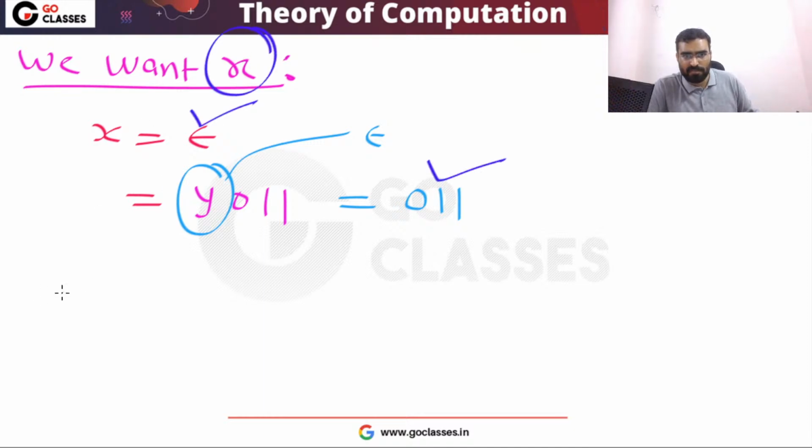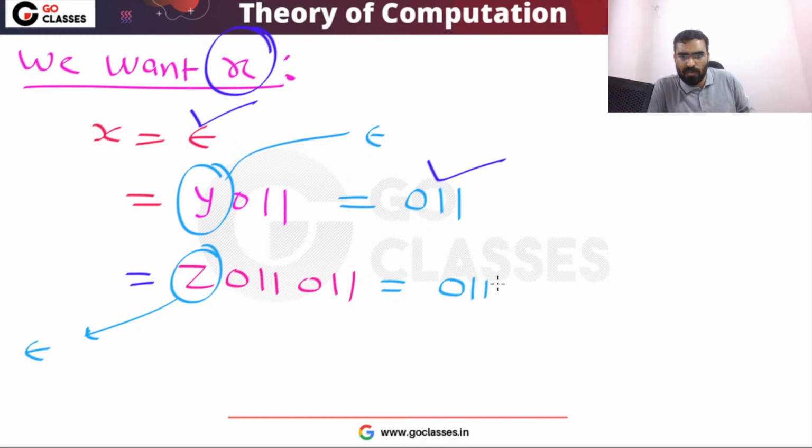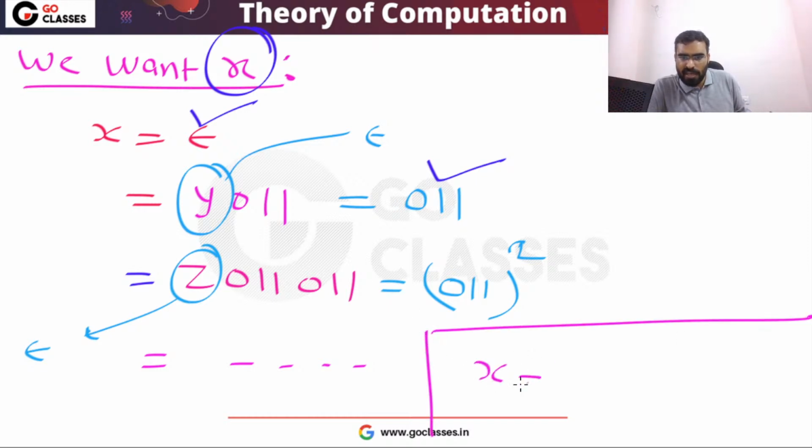We want x. What is the other answer you got? So y equal to empty string, or you can say y equal to 011. This z also you can put empty string. So you got 011 whole square, and so on. If you do like this, then can I say the final conclusion is x equal to 011 whole star.